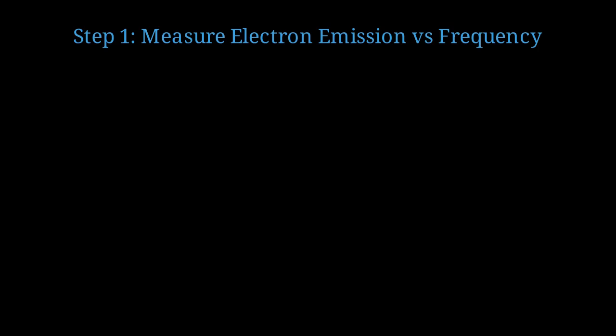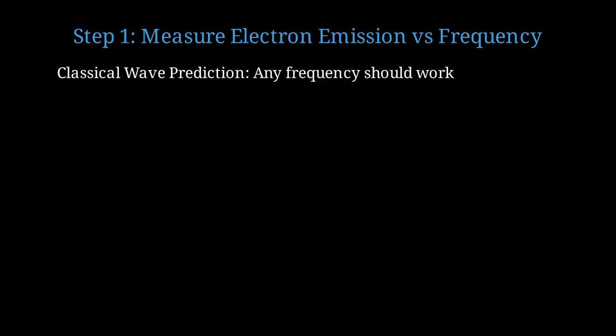We vary the frequency of incident light and measure whether electrons are emitted. Let's keep intensity constant for now. Classical wave theory makes a clear prediction. Since waves carry energy proportional to their intensity, any frequency should eventually emit electrons if we wait long enough or increase intensity. But that's not what happens. Below a certain threshold frequency, no electrons are emitted, period, no matter how intense the light or how long we wait.